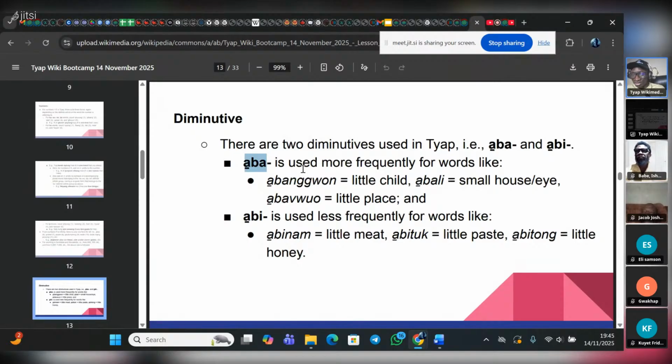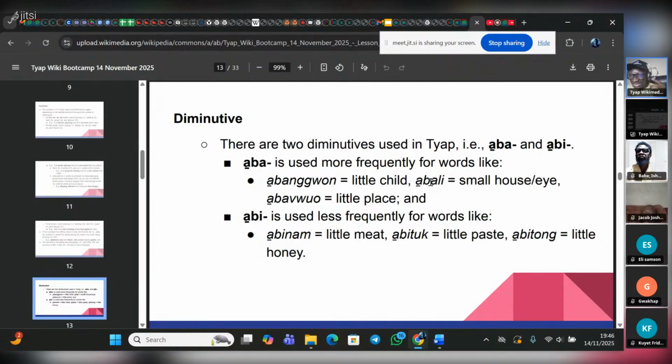Before the examples, you notice that the diminutives in Tyap are used as prefixes. In other words, they are added to the noun words. They are not spaced like in English. We have "little child" in Tyap. We join them together to become one word. So we have abangon. Abangon is a little child.